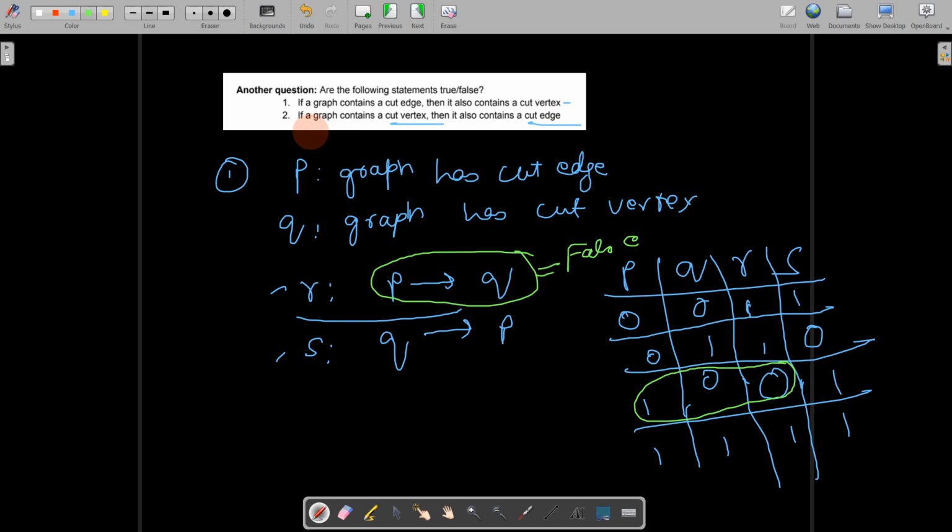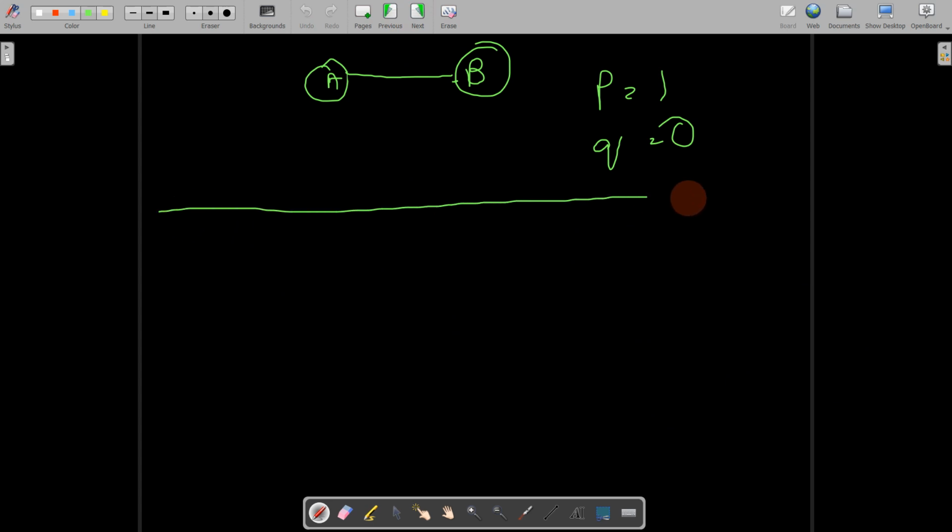Now the second part of the question says, if the graph contains a cut vertex, it also contains a cut edge. How do we make it false? By this condition, right? Q happens, that means the graph has a cut vertex, but P does not happen. It does not have a cut edge. Let us think of an example having a cut vertex but no cut edges. Okay, we are thinking about the statement 2. Pause the video and think, come up with an example yourself.